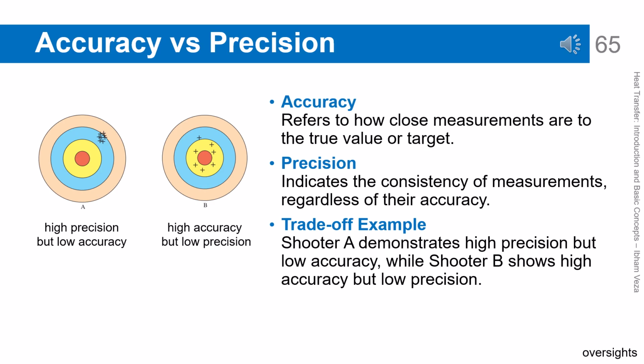Accuracy versus precision. Accuracy indicates how close a result is to the true value. Precision indicates how consistent repeated measurements are with each other. A result can be very precise but not accurate, or accurate but not precise. The shooter example illustrates the conceptual difference between these two terms very clearly. In engineering, both are important, but they have different meanings.